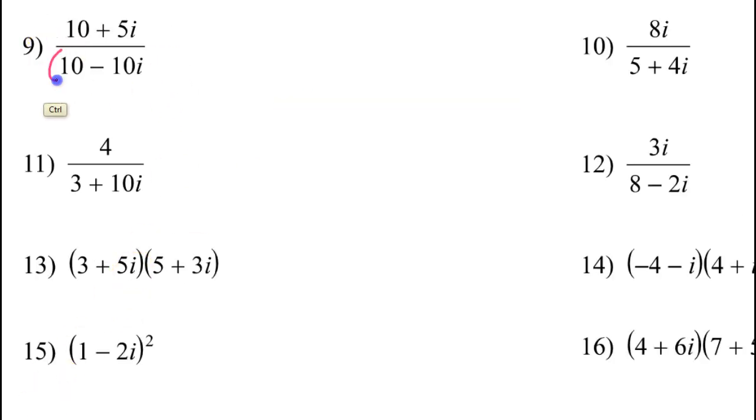So for number 9, I will multiply by the conjugate of the denominator. So that will be 10 plus 10i. And I will have to do the same thing in the numerator, multiply by 10 plus 10i.